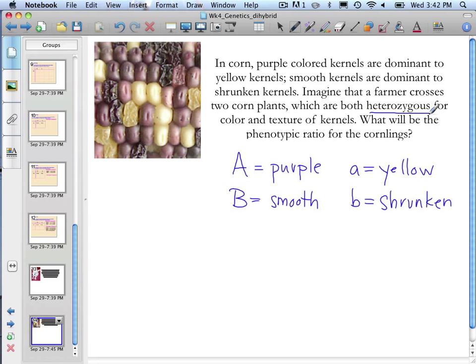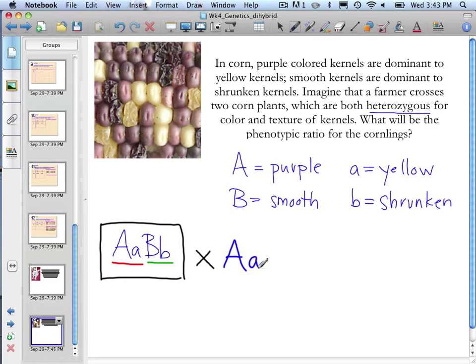So the first thing I need to write out is big A, little a, big B, little b. That's one parent, and that's showing that that parent is heterozygous for both color and texture, okay? But that is just one parent. And I'm going to cross that parent with, it turns out, a parent that is also heterozygous for both traits. So big A, little a, big B, little b.